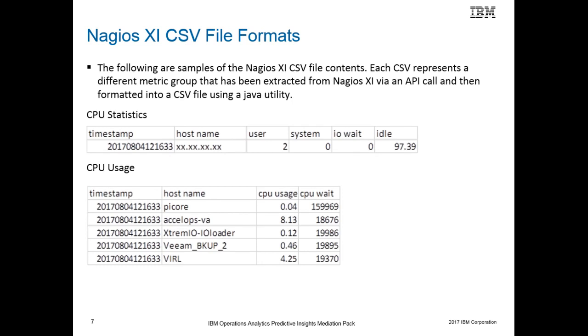The following slides show the list of performance metrics that are retrieved by the API call to the Nagios XI and formatted into CSV files. The first CSV file is CPU statistics, which consists of the host name, the number of users, system, I/O wait and idle time. The second CSV file shows CPU usage and CPU wait times.